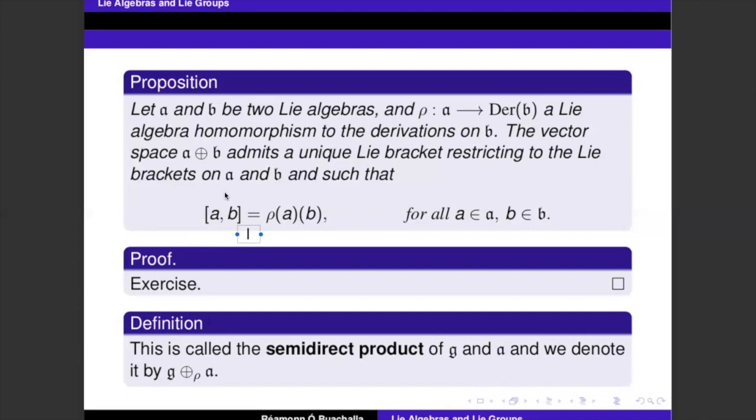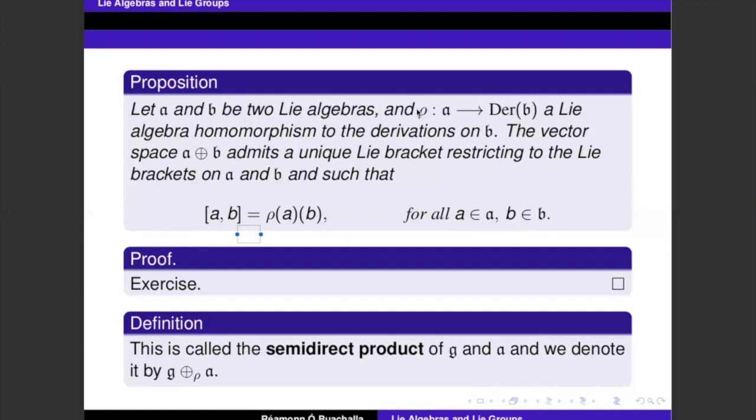So the part of the exercise, what you need to check here, is that this is actually well defined. It's clear that it tells you what the Lie bracket is everywhere. What's not clear is that it's actually well defined. Okay, that's the exercise. But it is.